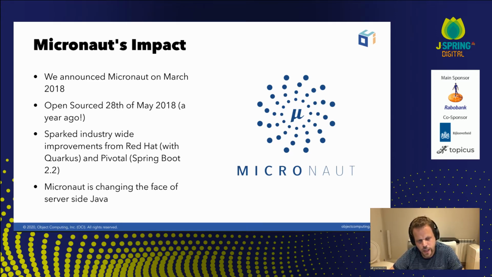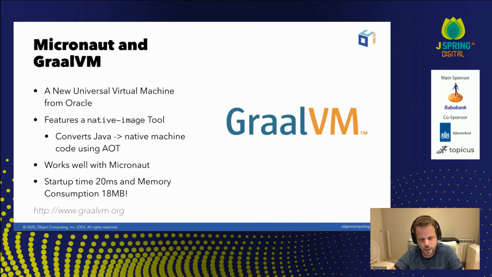And you have companies like Red Hat, which have essentially copied Micronaut's approach with Quarkus, and Spring Boot trying to make improvements in terms of startup time in Spring Boot 2.2 and above. I think even in 2.3 they tried to improve. So Micronaut has really made a massive impact in trying to change the face of server-side Java and influence the industry greatly. There's a lot of excitement about it, and we're pleased with the progress it's made so far.